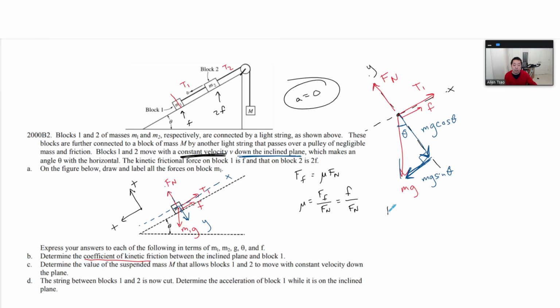Now I'm going to do net force equals ma. But I want to do it in the x and the y direction. So I'm going to do the x direction and the y direction. Just like in projectile motion, we split it up into the x and y directions. We're going to do the same for F net equals ma, Newton's second law. Net force always is from your free body diagram.